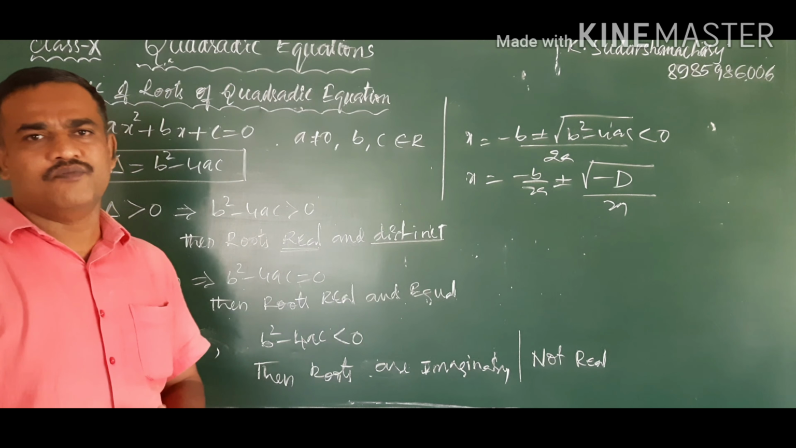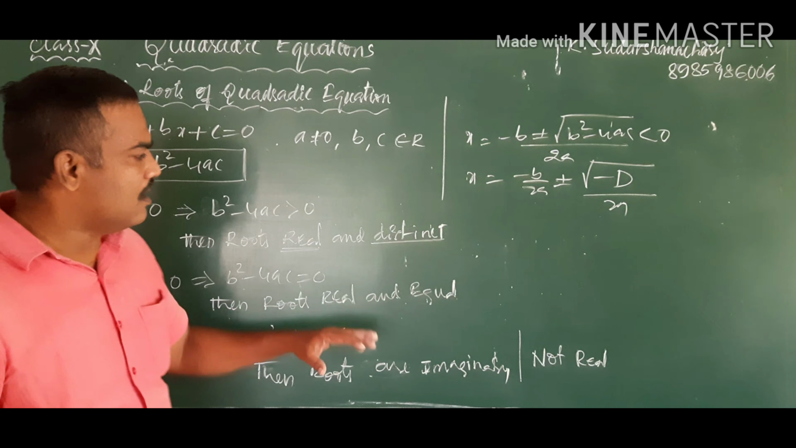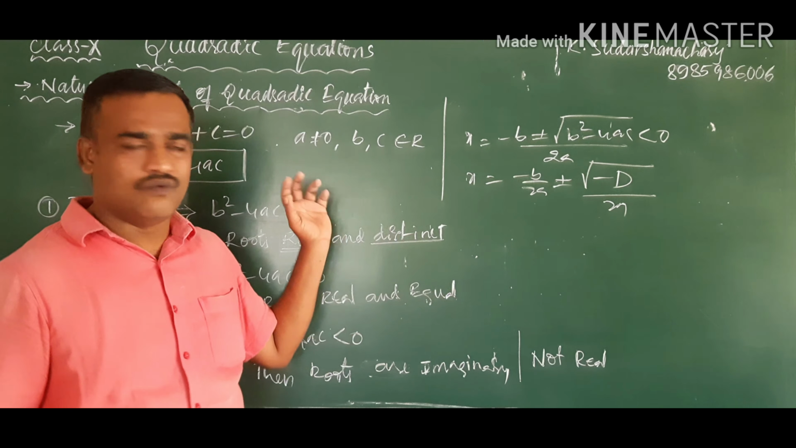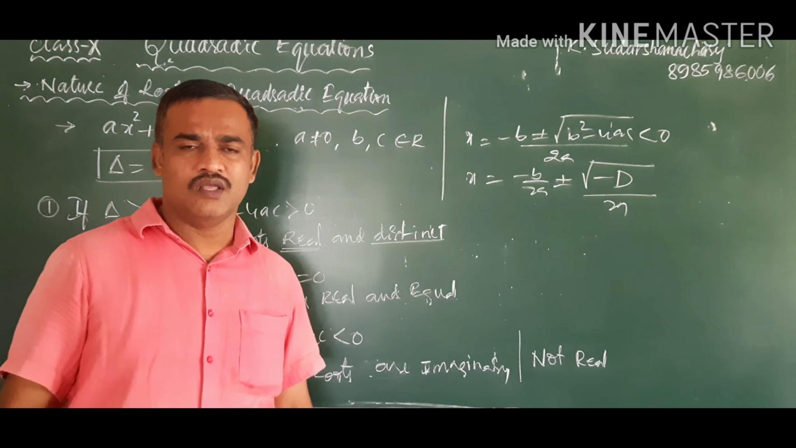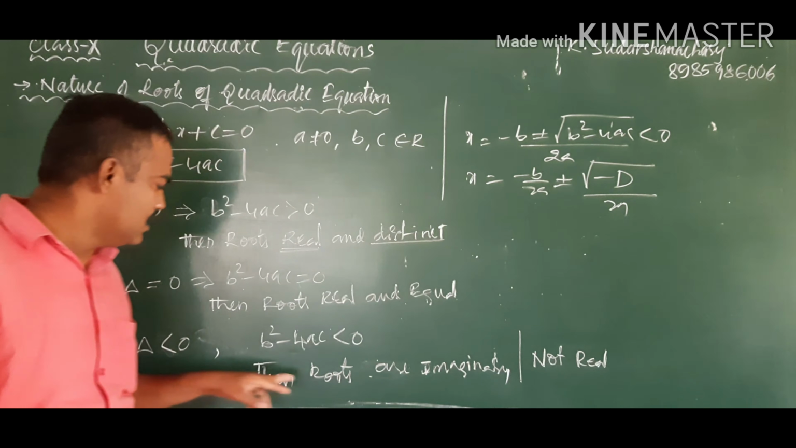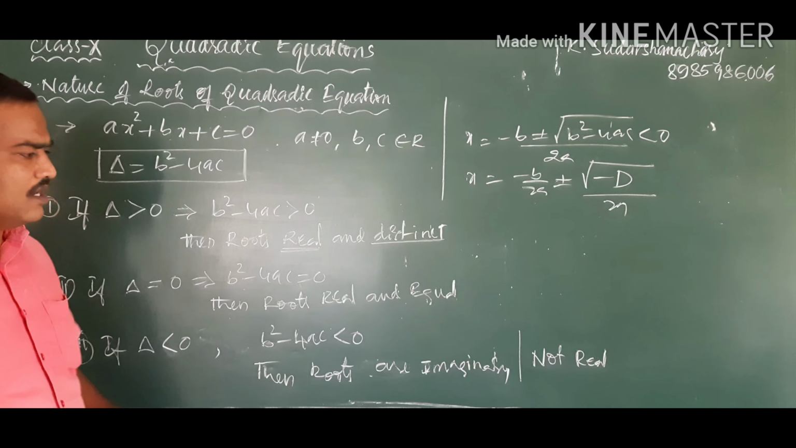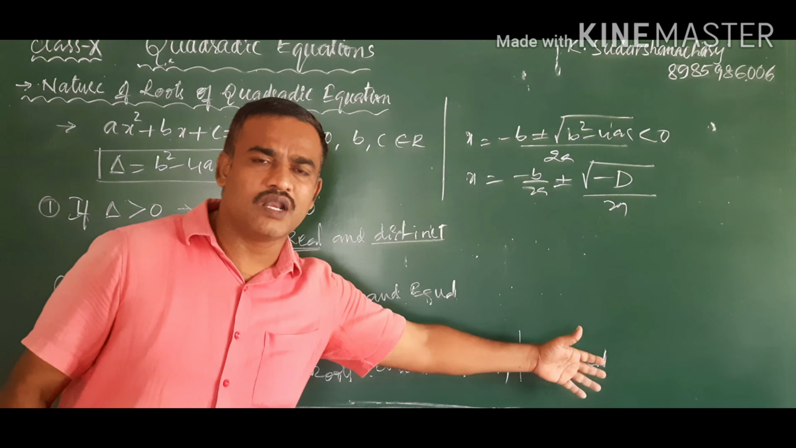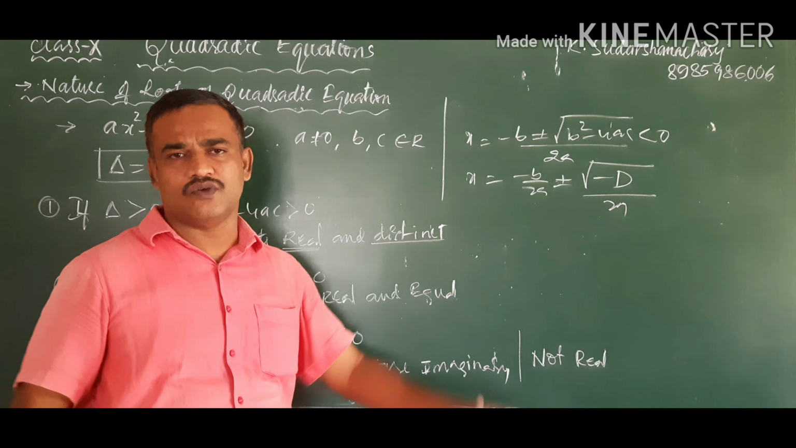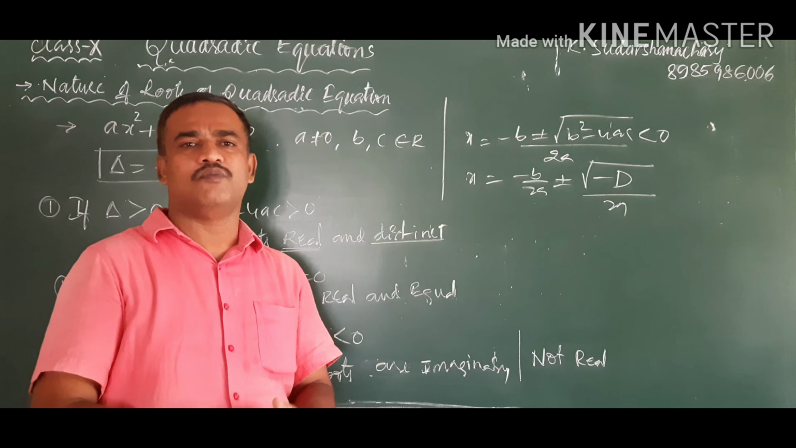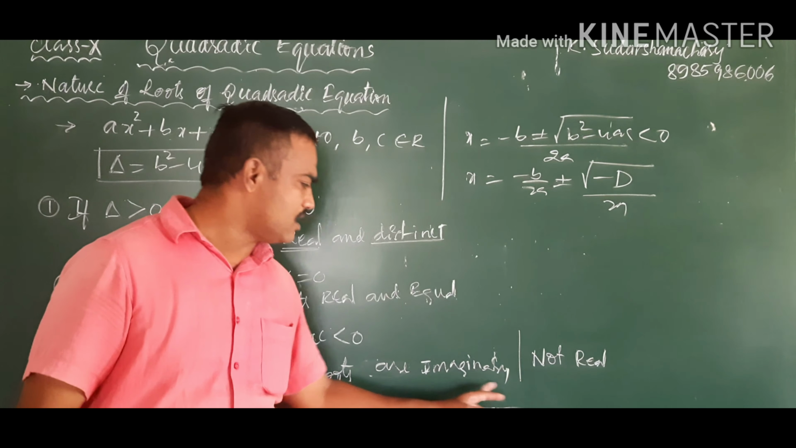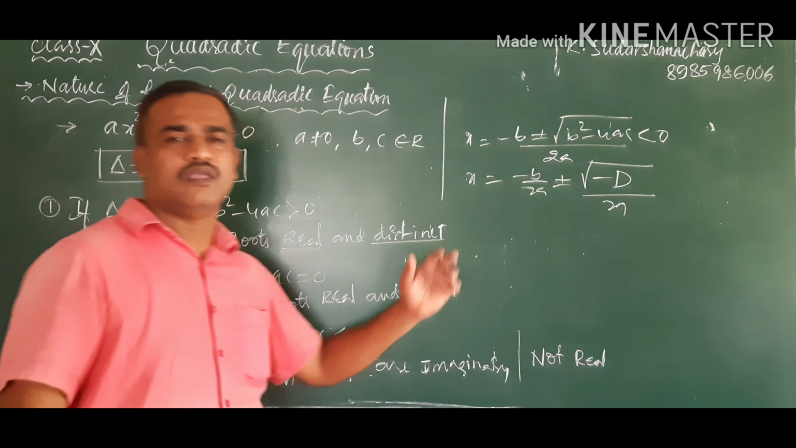In an examination, if they ask about the nature of roots of a quadratic equation, and the third condition exists, we should write only 'not real' or 'imaginary'. Don't write complex numbers. In 10th class, we are discussing real numbers only for getting marks. So just write not real or imaginary.